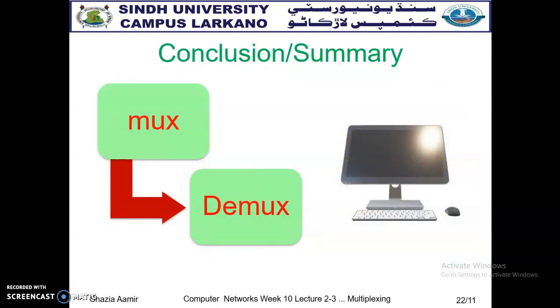Conclusion. Today we discussed what multiplexing is. Multiplexing is a process of converting data from a number of signals into one composite signal. The reverse is demultiplexing, where one composite signal is divided into n number of signals. There are three types of multiplexing technique: frequency division multiplexing, time division multiplexing, and wavelength division multiplexing.